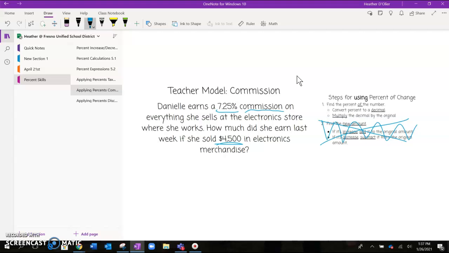Find the percent of the number. Convert the percent to a decimal. I can see the decimal right there, so I got to be careful. Move it once, move it twice. There isn't a number there, so I'm going to have to add a 0. So I'm going to do 0.0725 times the original, which is her sales cost here.